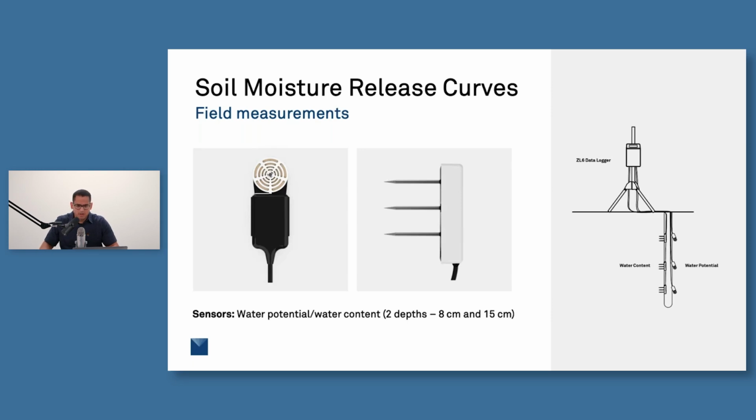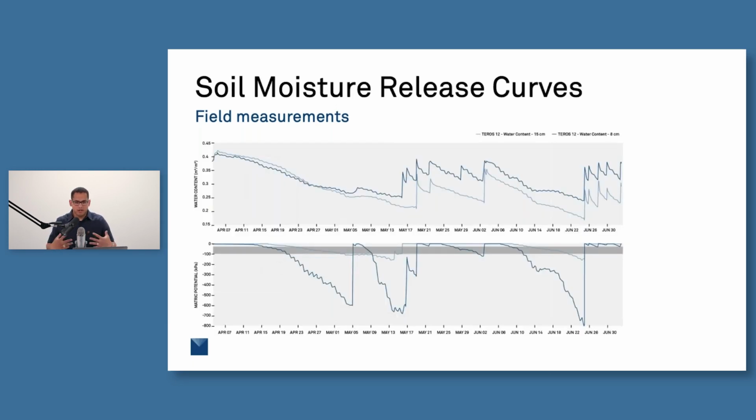So let's take a look at some of the data and see what that looks like. Here we have 2 graphs showing the water content data and the water potential data for one of the locations at this research site. In the top, you see the water content data. The dark blue is our water content at 8 centimeters, and the light blue is our water content at 15 centimeters. And the chart on the bottom is our matrix potential data that's co-located with both of those. Again, the dark blue is the 8 centimeters, and the light blue is the 15 centimeter data.